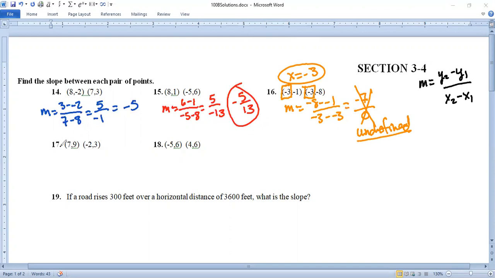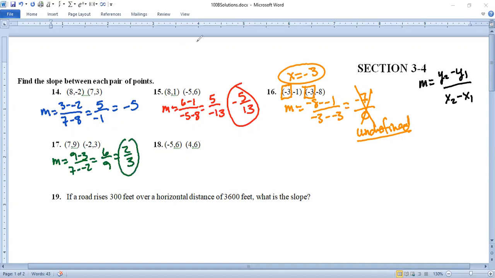All right, number 17. Slope is, let's go ahead and subtract it this way, 9 minus 3 over 7 minus a negative 2. That is 6 over 7 plus 2 is 9, which is 2/3. And if you would have subtracted it the other way, you would have had a negative 6 over a negative 9, and the negatives would have canceled, and it still would have simplified to 2/3.